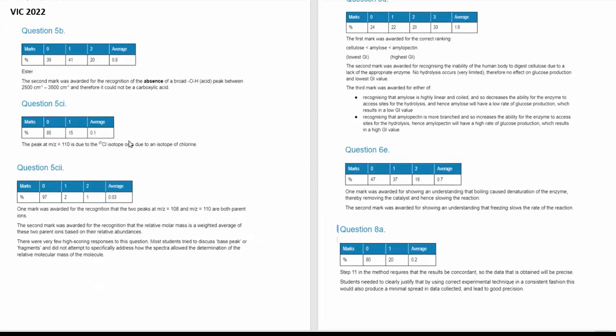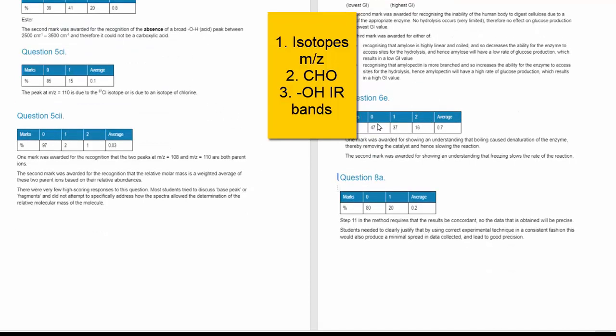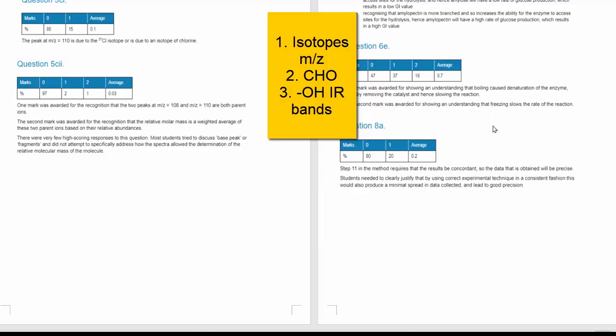So just going through, you can see I've pointed out all the ones that get really low marks, and those 3 things I've mentioned. How can I summarize that? Isotopes, carbohydrates, and mass spectrometer. Apart from those, I'm going to skip those. I'll just flick through them, let you see them all.